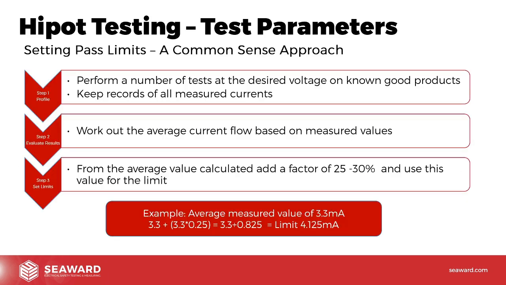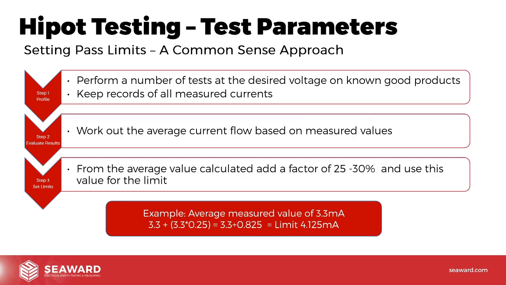So how do we know where to set the pass limit, especially where we have statements such as "no breakdown or flashover shall occur"? Well, one answer to that is we just let the tester reach its maximum amount of current and then it will halt the test anyway. However, we have to consider the safety aspects of doing that. Some of the Hipot testers on the market can deliver a large amount of current, and that large amount of current could be extremely hazardous to anyone if they were to be exposed to it. So what we can do is apply a bit of a common sense approach to it.